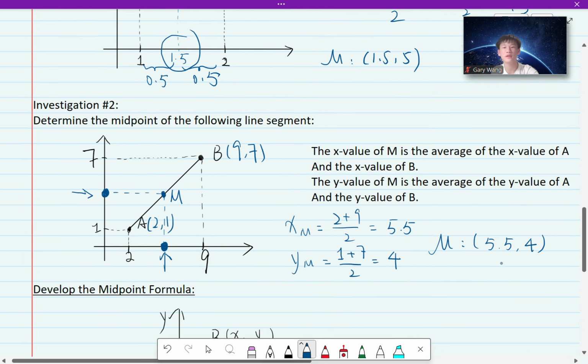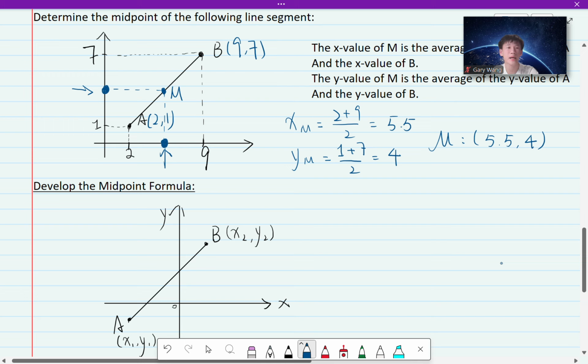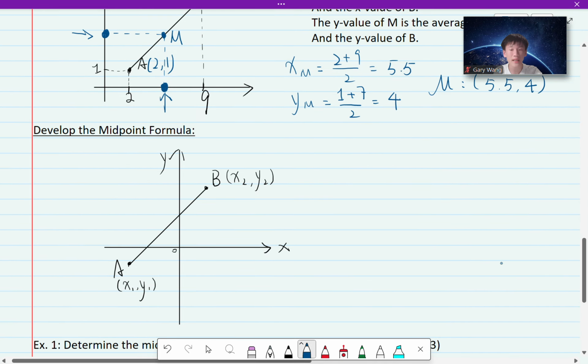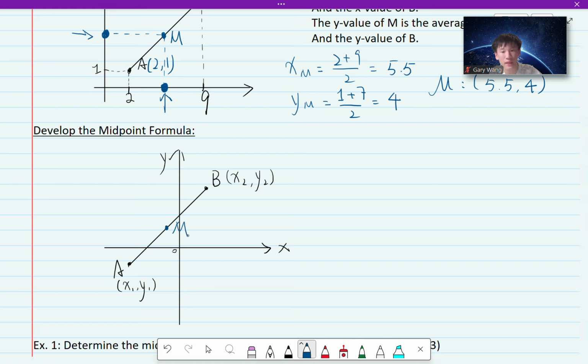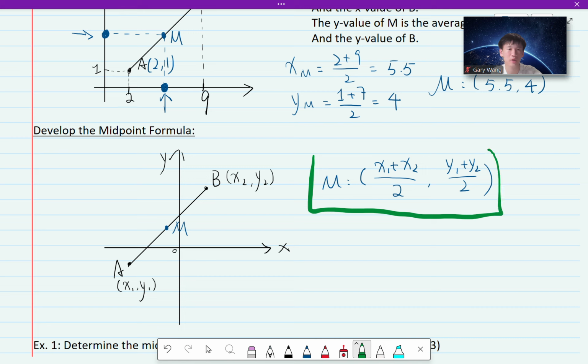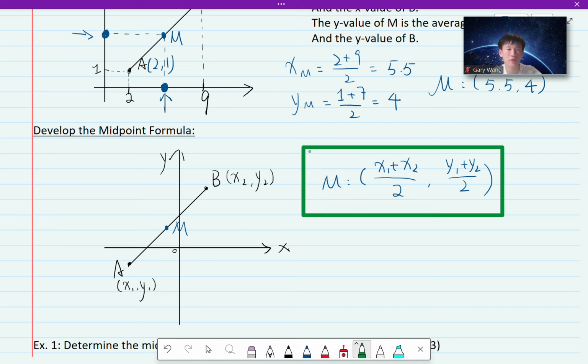So now, if we make a generalization of this formula: if we have any line segment, how can we find the midpoint? We want to recognize that the coordinates of the midpoint are just the average of the two endpoints. So this would be our midpoint coordinates formula for any line segment on a 2D plane.